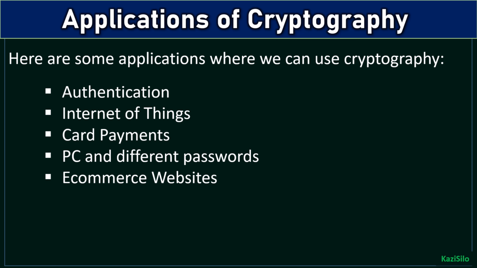E-commerce websites. Cryptography protects customer information and payment data through SSL/TLS encryption, building trust in online shopping. Digital currency. Cryptographic algorithms underpin cryptocurrencies like Bitcoin, ensuring secure transactions, decentralized control, and immutable records.